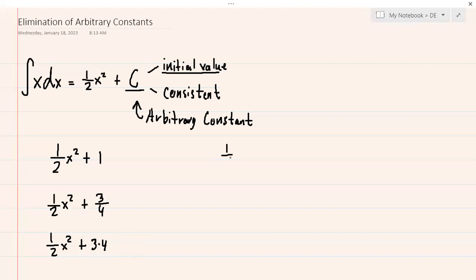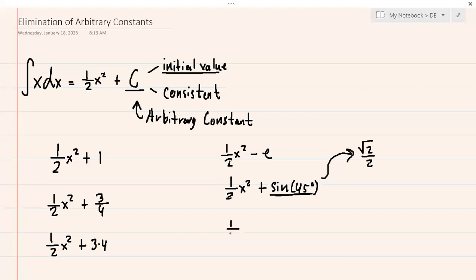Okay? Or pwede naman ako magkaroon ng ganito. 1/2 x squared minus e. Pwede rin. O kaya pwede ako magkaroon ng ganito. 1/2 x squared plus sine of 45 degrees. Ito, constant pa rin to. Si sine 45 degrees, it is still a constant. Kasi si sine 45 degrees, if you recall, this is square root of 2 all over 2. Okay? Or pwede rin ako magkaroon ng ganito. 1/2 x squared plus ln of 5.